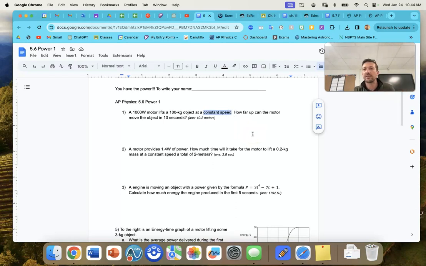We could calculate it if we wanted to in certain situations, but if it says a constant speed, then I know that the force going up is equal to the force going down. So there is a cancellation there. Okay, so what I want to know is how far up it can be moved. So I want h, I have time, I have m, and I have power.